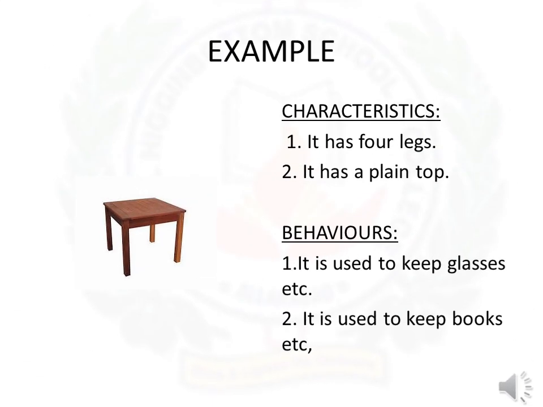For example, consider an object table. It has the following characteristics. It has 4 legs. Okay, the table contains 4 legs and it has a plain top. It has the following behaviors. It is used to keep glasses, etc. It is used to keep books, etc. Okay, these are some of the behaviors of the real world object table.